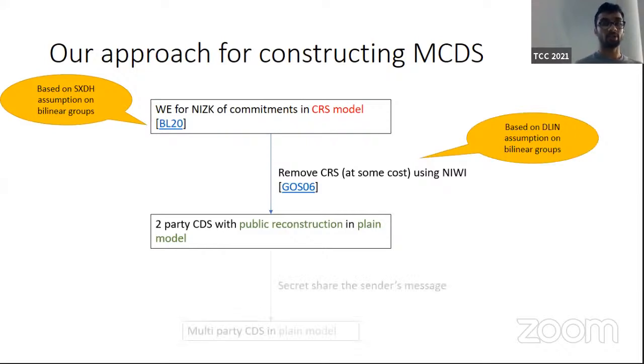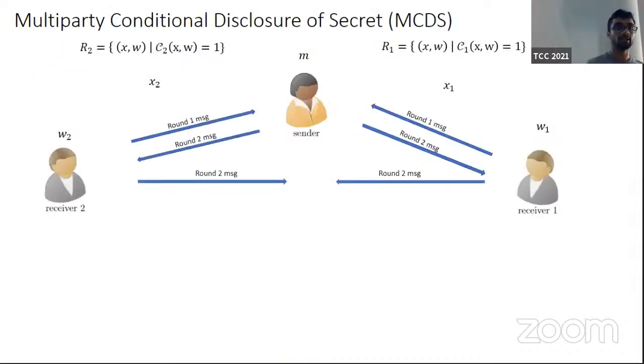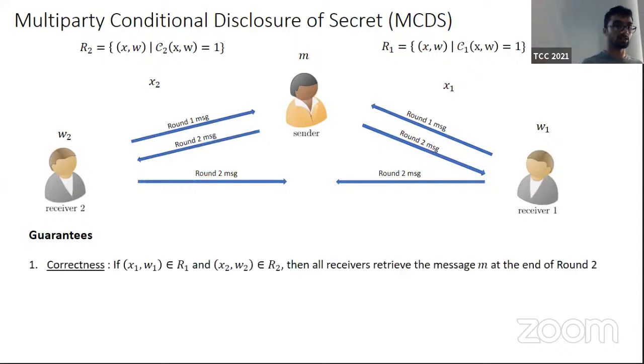And by relying on this public reconstruction property, we extend to multi-party CDS in the plain model by just secret sharing the sender's message across multiple 2-party CDS sessions. So finally, we get a multi-party CDS protocol, which has the following interaction pattern. In round 1, receivers send some encodings of the input to the sender. And in round 2, the sender sends ciphertexts to the receivers, and receivers at the same time can exchange proofs with each other. And what happens at the end of round 2 is the correctness property.